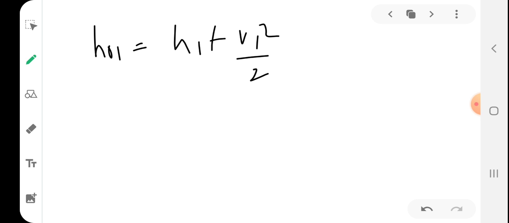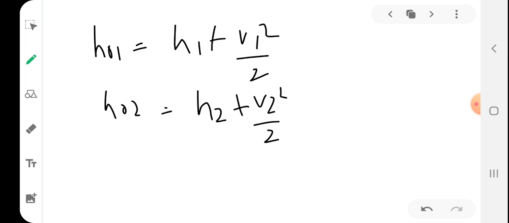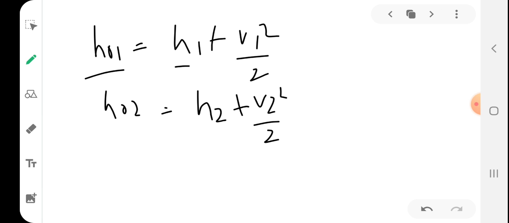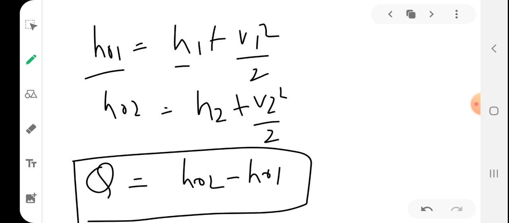So students, you know that H0 is nothing but H1 plus V1 square by 2. H01 is equal to H1 plus V1 square by 2, and H02 is equal to H2 plus V2 square by 2, right? This is stagnation enthalpy, static enthalpy plus this kinetic energy term. Have a look at this: H2 plus V2 square by 2 is there, minus H1 minus V1 square by 2 is there. So you can write Q as H02 minus H01, right? So heat added will be the difference in the stagnation enthalpy of the corresponding sections.